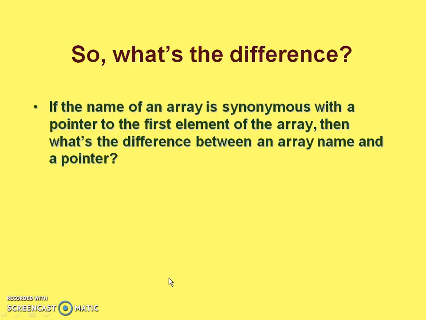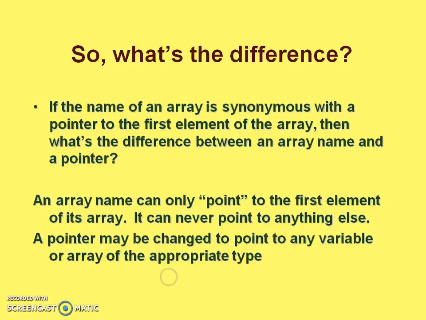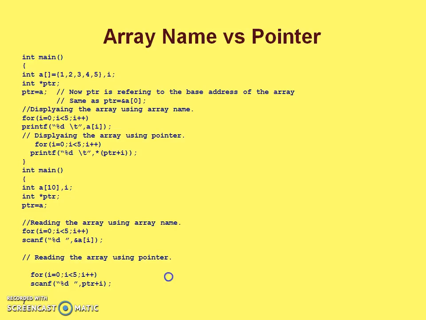So what is the difference? If the name of an array is synonymous with a pointer to the first element of the array, then what is the difference between an array name and a pointer? An array name can only point to the first element of its array. It can never point to anything else. But a pointer may be changed to point to any variable or array of the appropriate type.